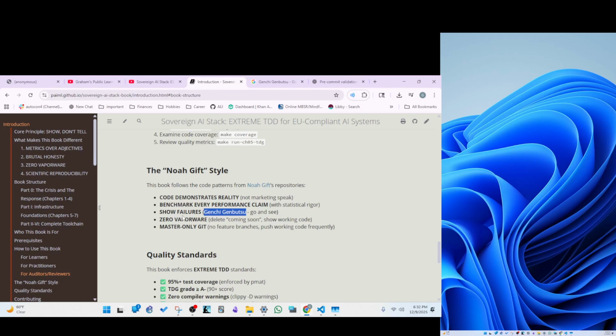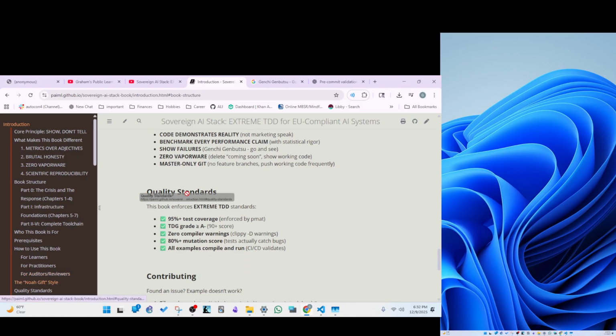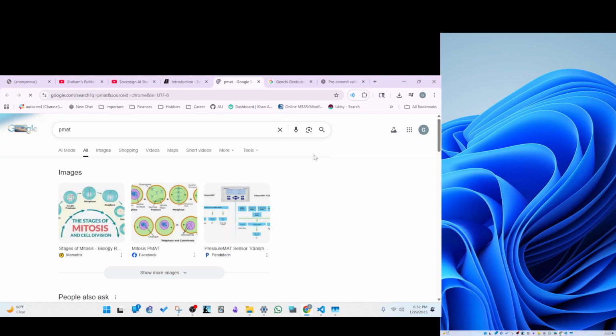Yeah, yeah. Zero vaporware. Delete coming soon. Show working code. Master only Git. Oh, this is interesting. No feature branches. Push working code frequently. That's interesting. Okay. Quality standards. This book enforces extreme test-driven development standards. 95% plus coverage enforced by PMAT. I'm not sure what PMAT is.